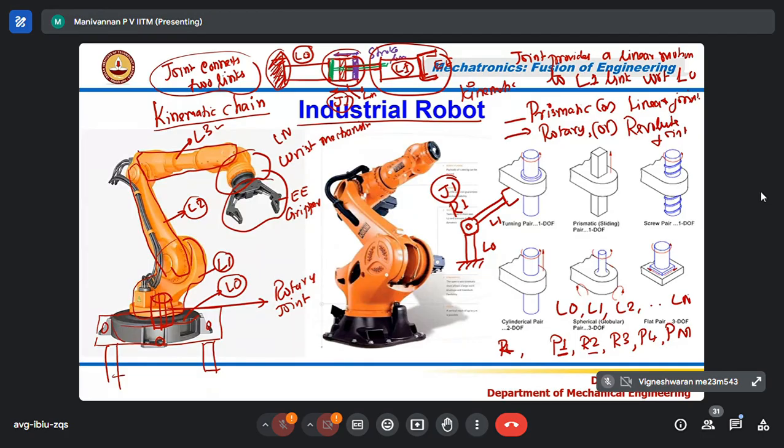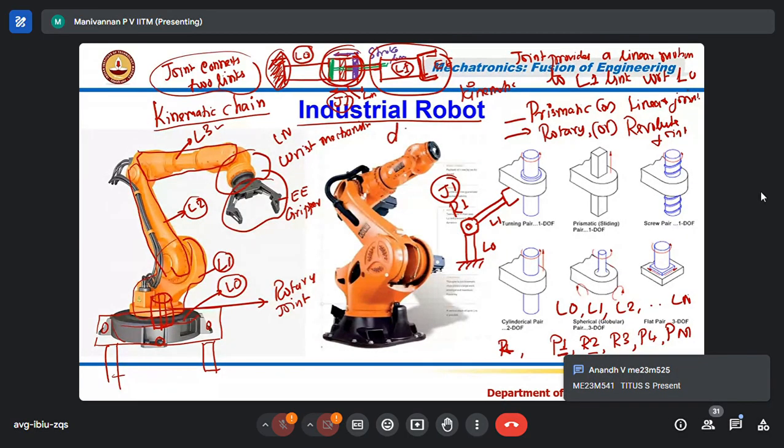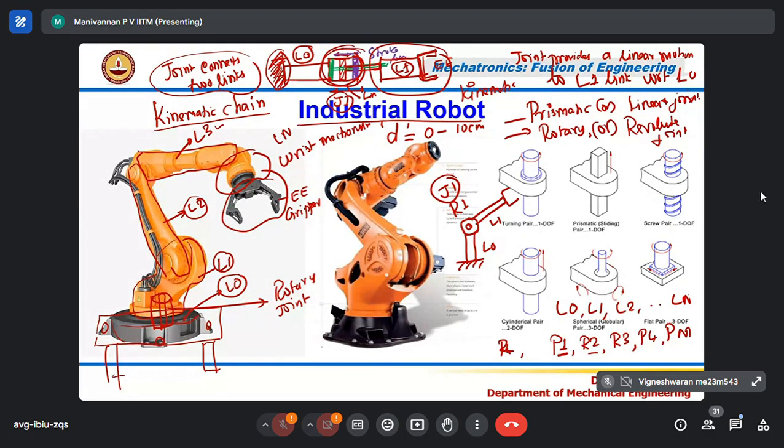So now, before going further, since we are talking about industrial robots, I want to tell you about the prismatic joint, a basic joint which gives linear motion. L1 can move with respect to L0. The distance moved is represented by D, and D can vary from 0 to 10 centimeters, depending on the movement of the joint. We call this the stroke length.